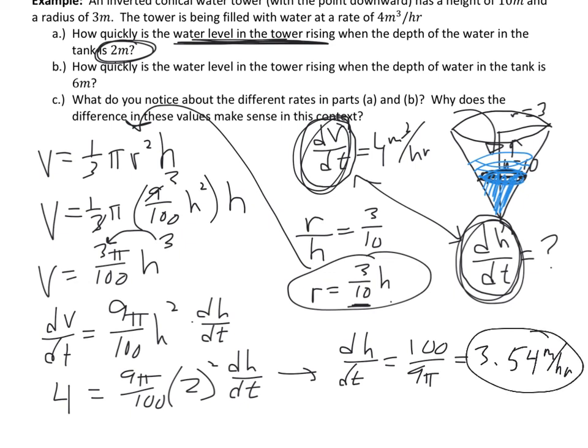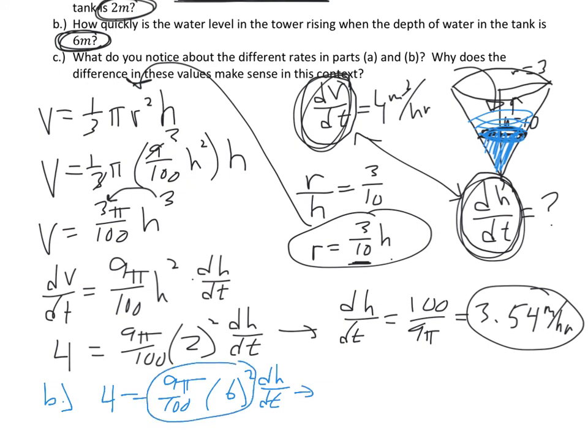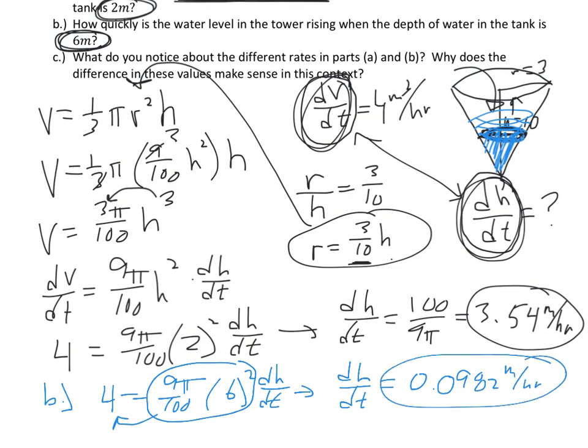Now, part B is actually a really, really quick question because it's the same question with a different number. How quickly is the water level in the tank rising when the depth of the water in the tank is 6 meters? Do you recognize that this is going to be the exact same computation? It's just that dV/dt is still 4. This is 9 pi over 100, but now this is 6 squared, not 2 squared, and dh/dt. And so when I multiply all of this out and divide it over, I'm going to get that dh/dt is 0.0982 meters per hour.